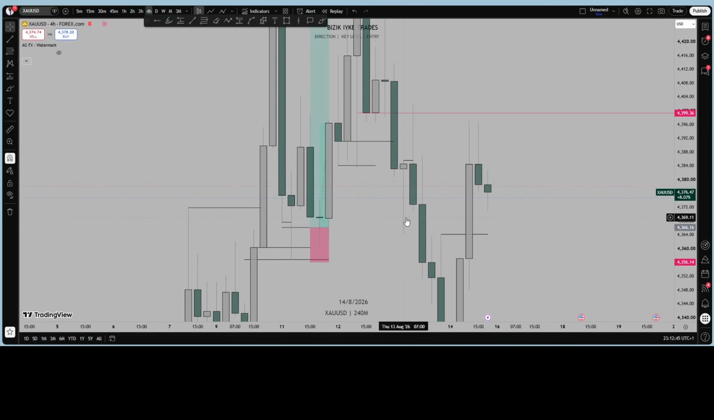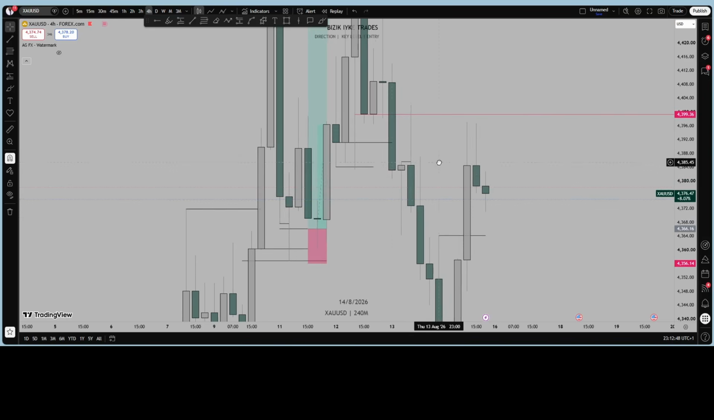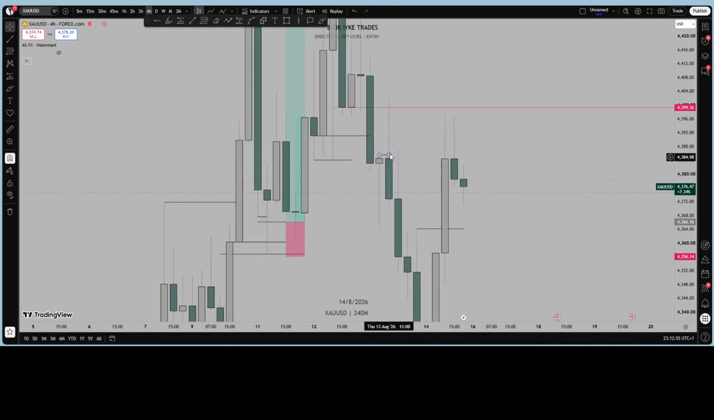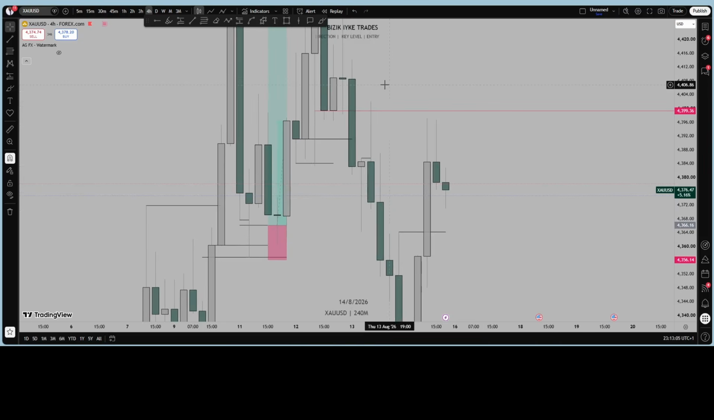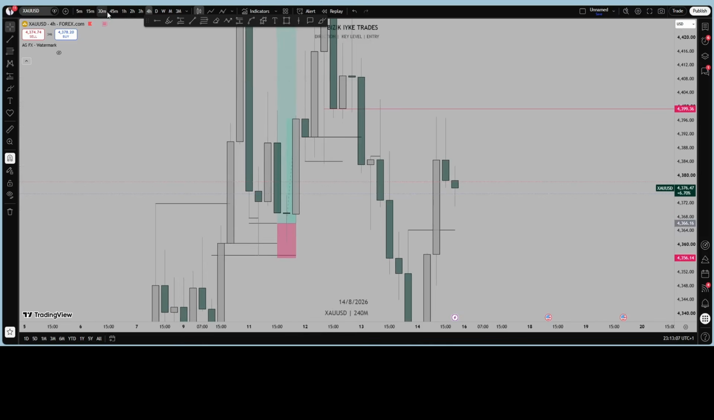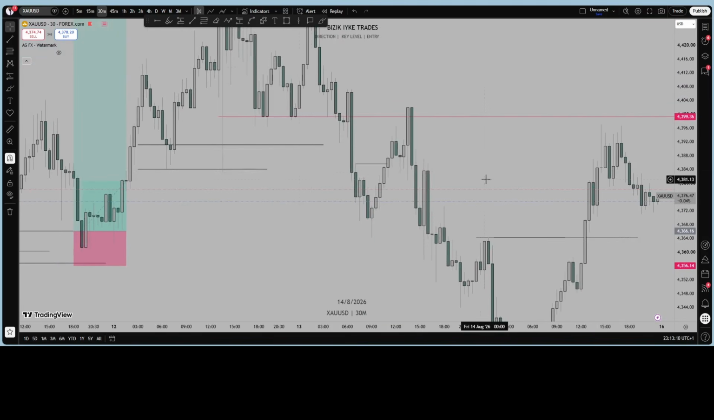All I needed to see is price taking out some liquidity. You have to learn how to understand liquidity on higher time frames. They are very, very powerful. I see price took out this previous candle, which I call the single candle liquidity, then tapped into a fair value gap and also a point of interest. Now all I need to do is go to the 30 minutes time frame and look for a break of structure.